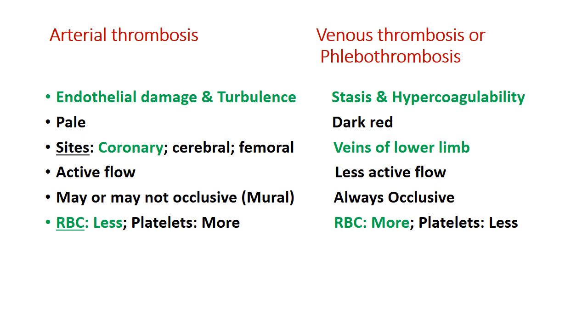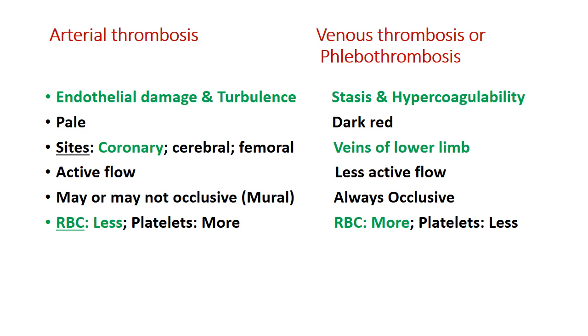But venous thrombus is almost always occlusive in nature. And coming to the composition, in case of arterial thrombosis, as the circulation is active in nature, there will be less chances for more number of RBCs to get entrapped. So RBC count will be less, but platelet count will be more. So this makes the arterial thrombus look pale.